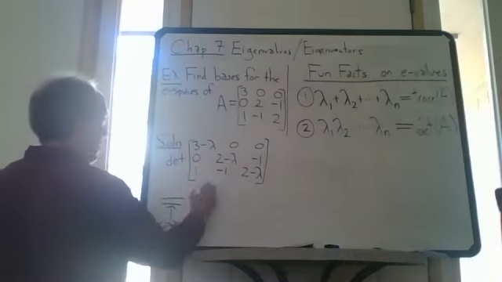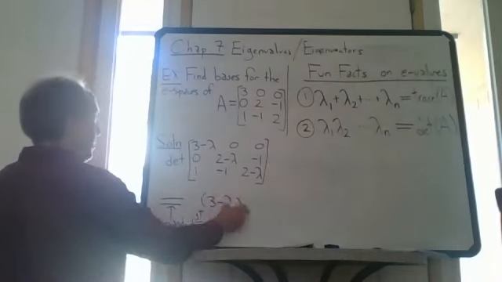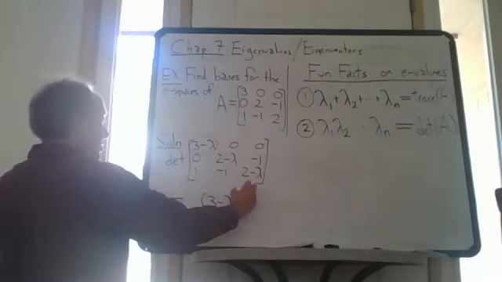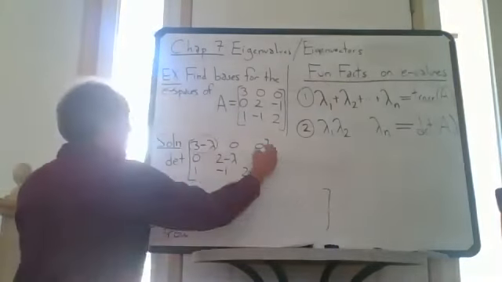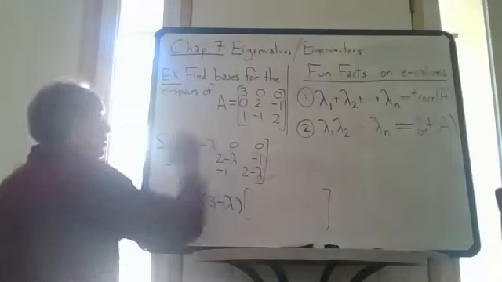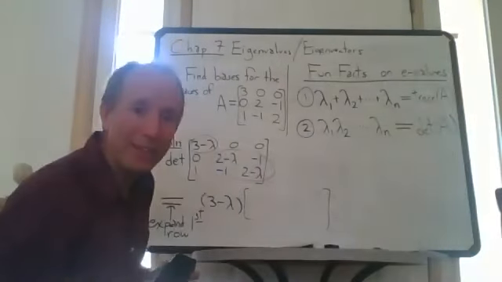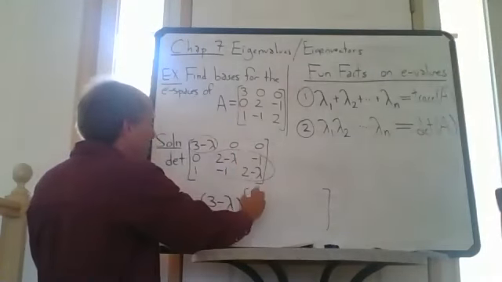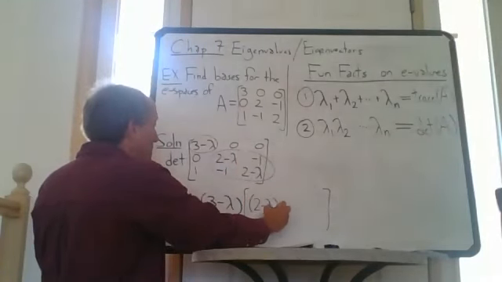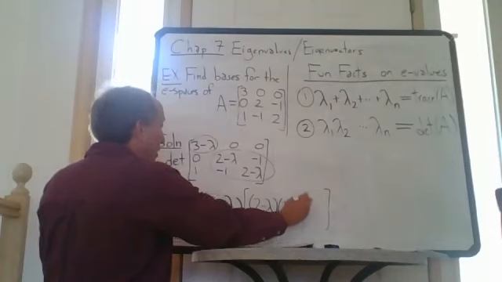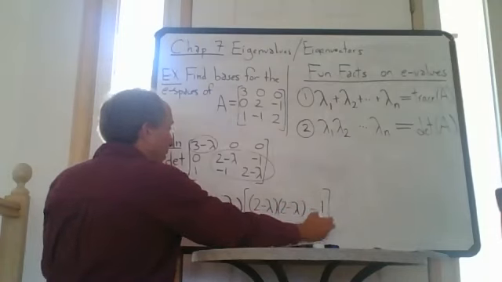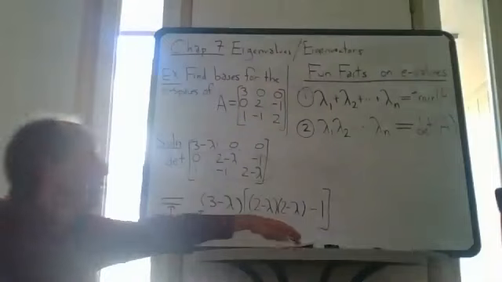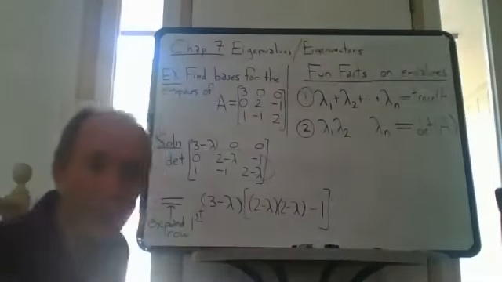Okay, so I'll get 3 minus lambda from this entry here times the determinant of this little 2 by 2 submatrix that I just circled. Now, to do that determinant, I'm just going to use the AD minus BC on that part. So (2 minus lambda) times (2 minus lambda), and then minus 1. Okay? So this is a little harder than the first example.